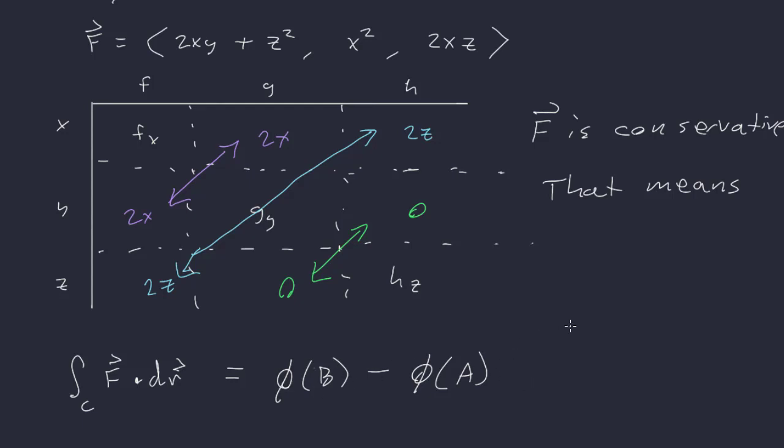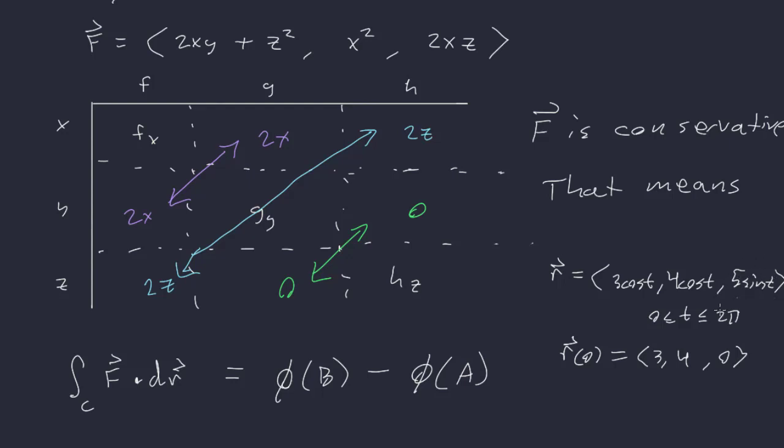Now, where do we get that? B and A are the starting point and ending point. So our r, if we remember, was 3 cosine t, comma 4 cosine t, comma 5 sine t, with t going from 0 to 2 pi. Now you might think, well, this is going to be terrible because now I have to find the phi. Actually, we don't. Check this out. r of 0, well, cosine of 0 is 1, so that'll be 3, 4, 0, right?